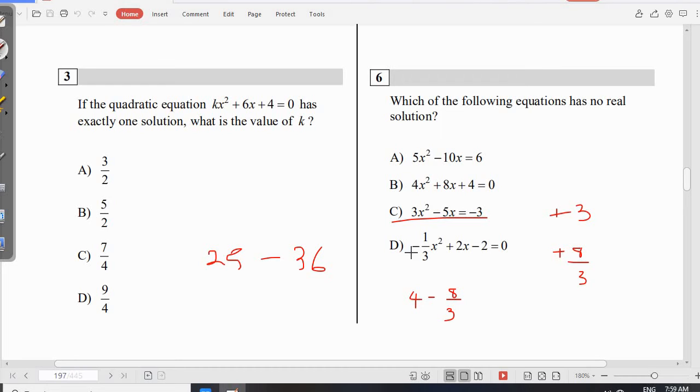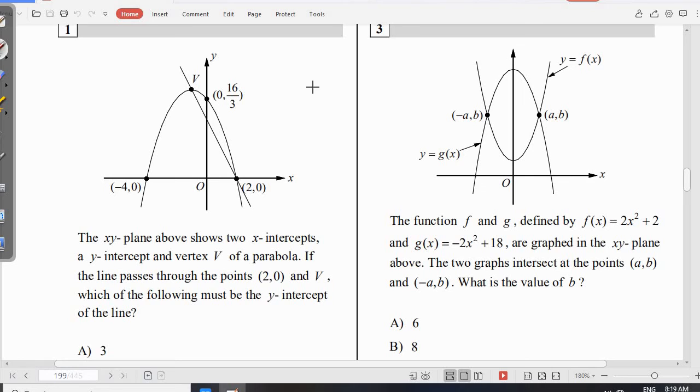So this is not the answer. It has a real solution, because it's a positive answer. Alright, so that is your answer. Your answer is C. Form the equation of the line. So we have y equals a into x plus 4 and x minus 2.